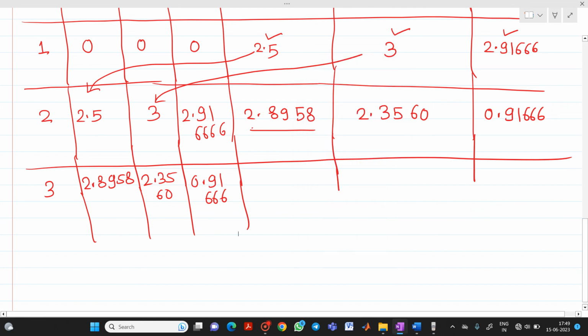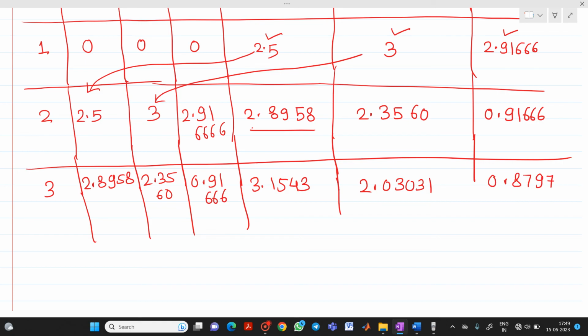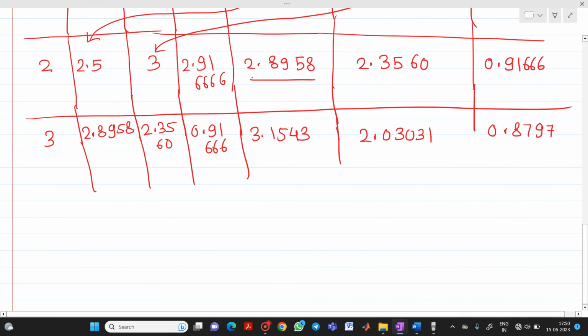So let me write the answers here. We will get this answer as 3.1543. Next we will get here the answer as 2.03031. Next we will get the answer as 0.8797. Now as it is asked in the question to solve this only up to 3 iterations, we have to do this table up to these iterations only.